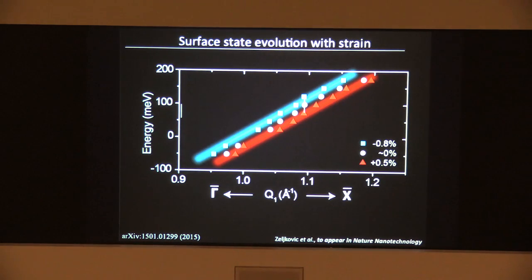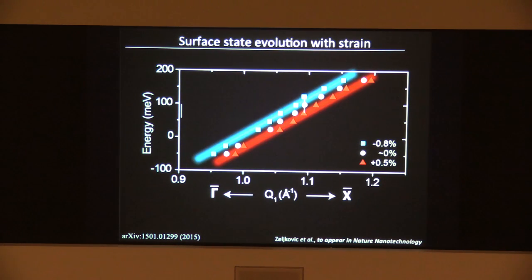Okay, now here's the problem. This looks exactly like what I showed you on the stripes. So how do we know that the buckling, this two-dimensional structure, has not created a two-dimensional potential variation that's simply shifting the whole band structure up and down as a function of position?